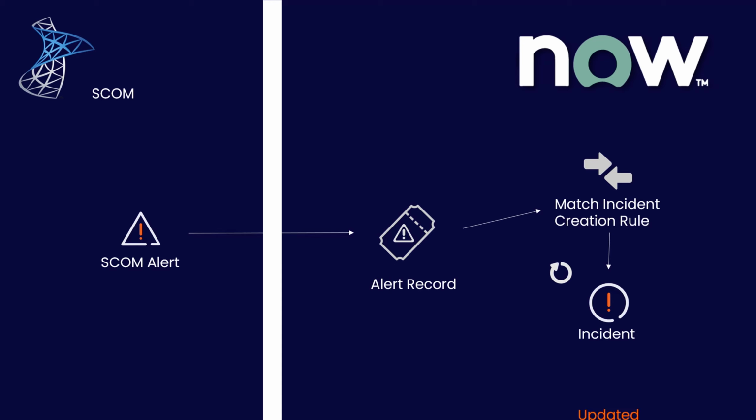But those incidents and tasks are ultimately not going to be static. They're going to be worked on. People will be assigned to them. There'll be notes put on them. They'll move through various states. That information is pushed back through the alert record and back into SCOM. So you can see with bidirectional sync exactly what's going on.